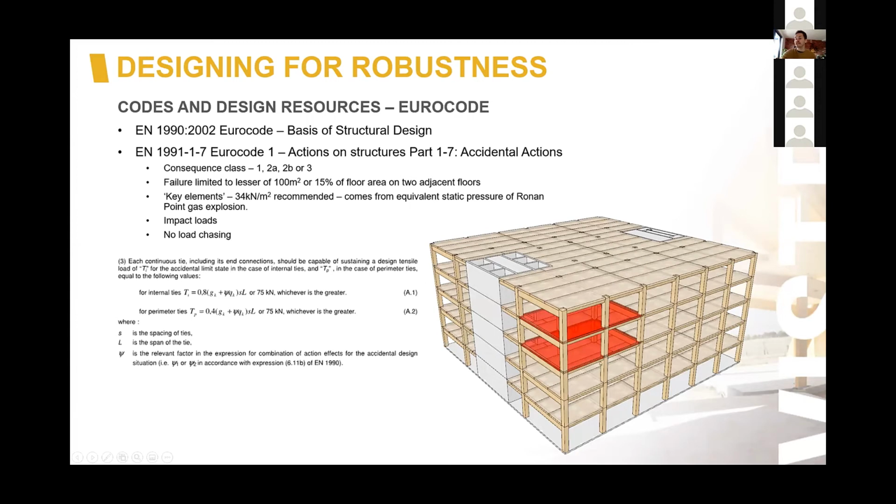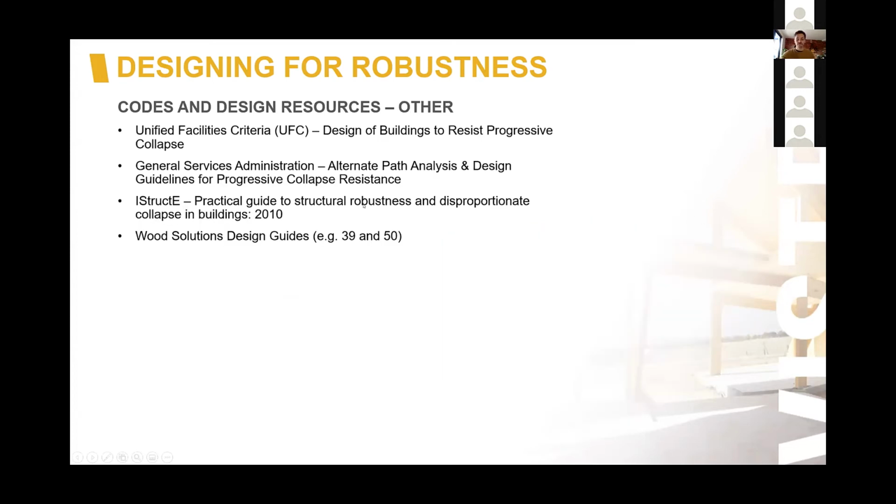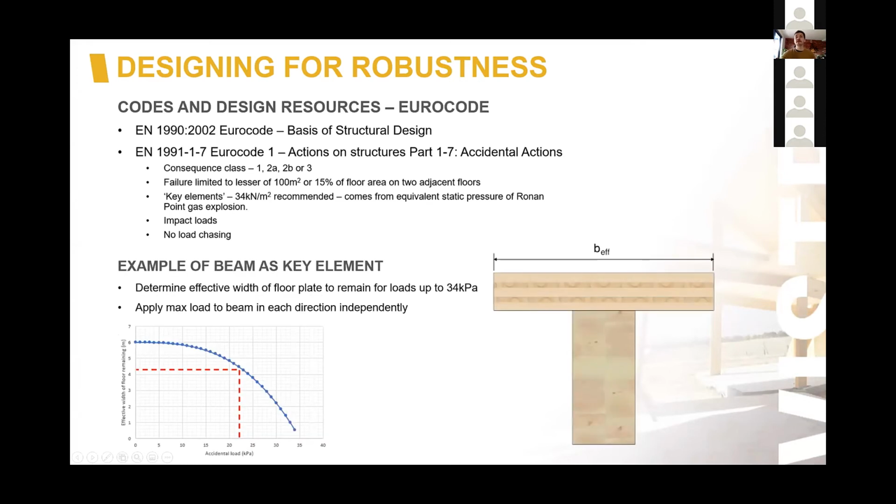You don't have to chase those loads. So you've only got to design the tie and its end connection for that force. So let's say that you were designing a tie here for this beam to column. You don't have to then apply an external load of 75 kilonewtons to that column and then design the column accordingly. So you've only got to do it for the tie and its end connection. Oops, let's go back there.